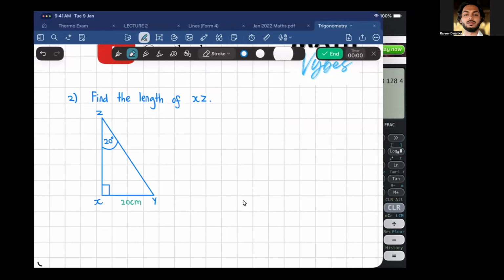All right, Simran, how did you get xz is equal to 20 over tan 20? To be honest, I don't know. Because I didn't know what to multiply by, so I was like, if I just divide it, I just choose to divide. I really didn't know what I was doing.